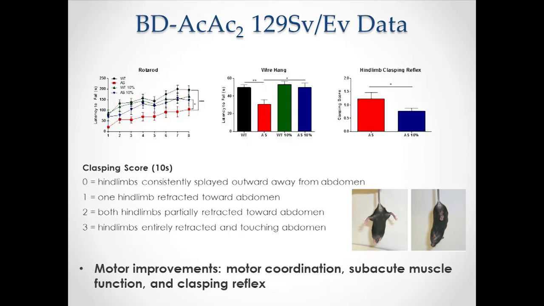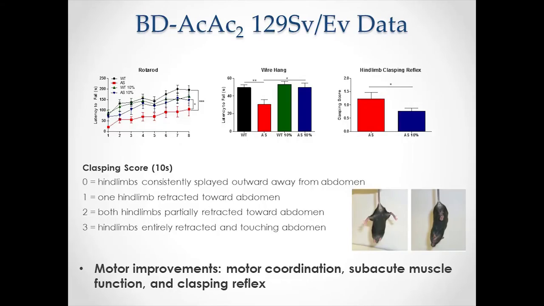So we want to explore the motor phenotype a little bit more thoroughly and look at something that tests subacute muscle function or fatigue. And this is the wire hang task. This is where you have a thin wire, place the animals with their two front paws on the wire and let them hang on until they fall off or for a maximum of 60 seconds. And what we saw here, again, was a significant decrease in the latency to fall in our AS animals with a significant improvement, or increased latency to fall, in our AS-treated animals comparable to wild type.